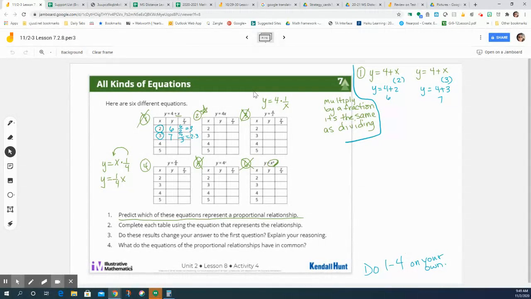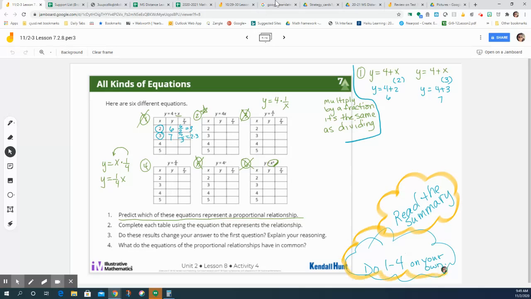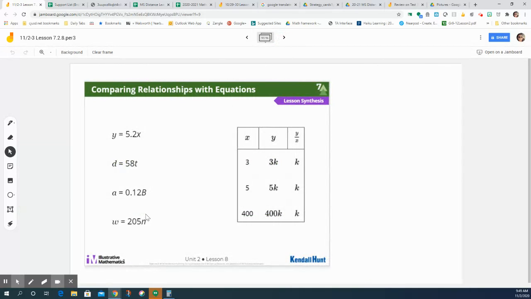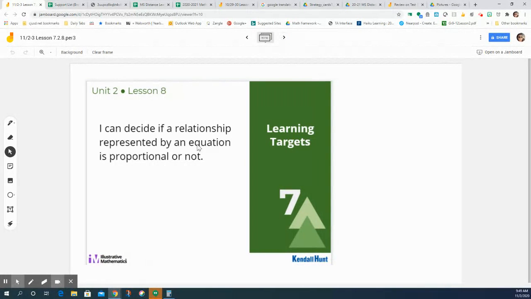Do 1 through 4 on your own and read the summary in your book. Okay? All right. And then pay attention. I want you to go to the learning targets. And in this learning target, it just says, I can decide if a relationship represented by an equation is proportional or not, right? That's super important.